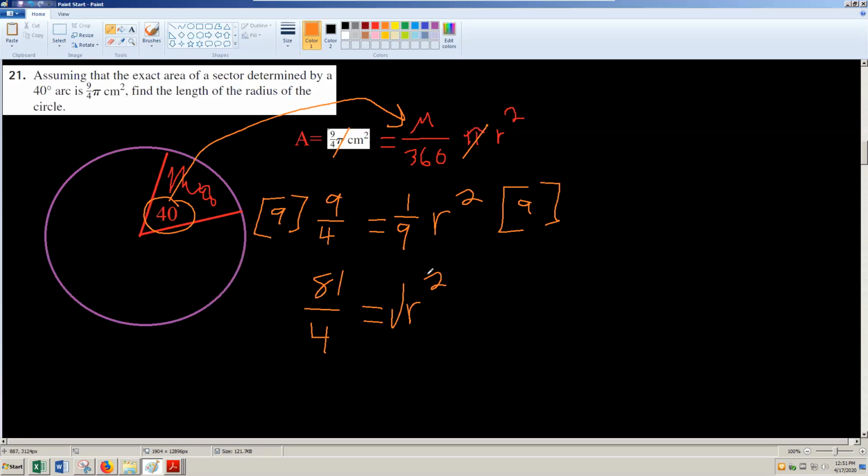So now from here, I'm going to take the square root, take the square root. I'm only going to keep the positive one. So it ends up being 9/2. There's my r value. Any questions on this one? Perfect.